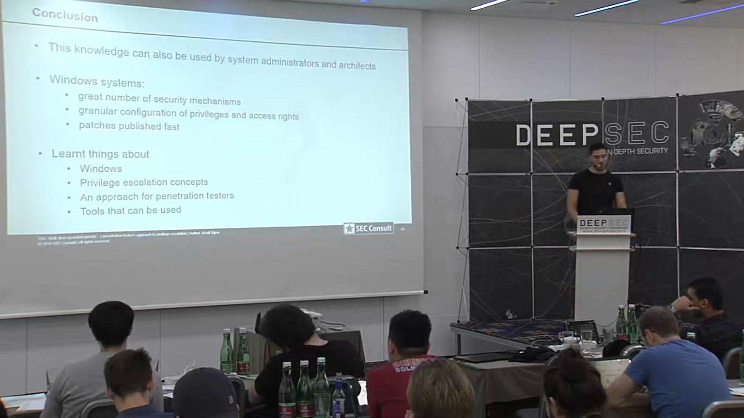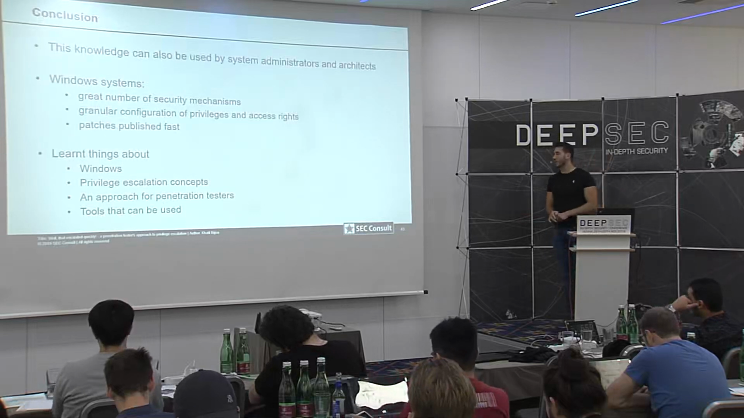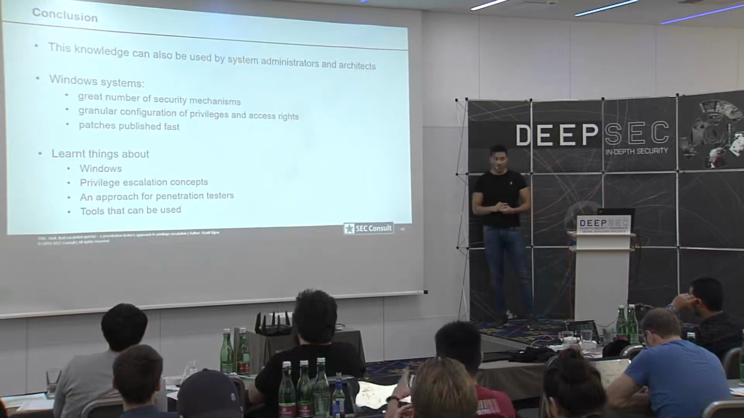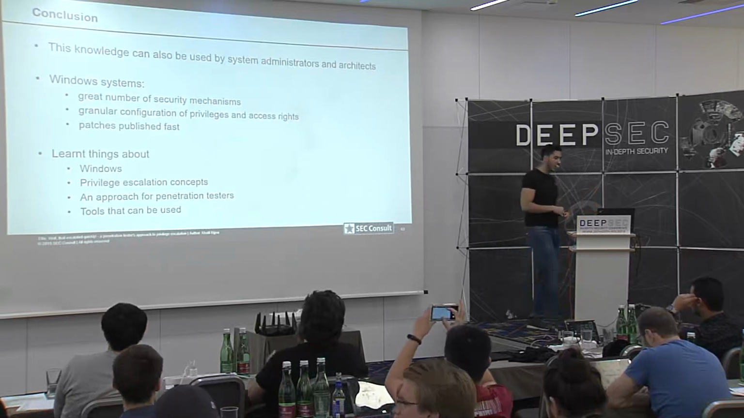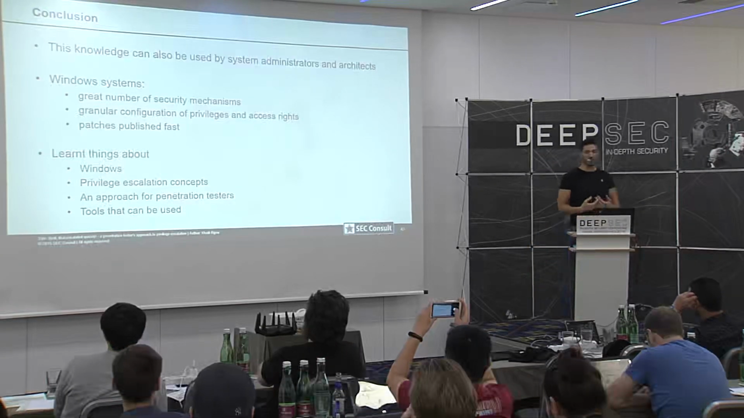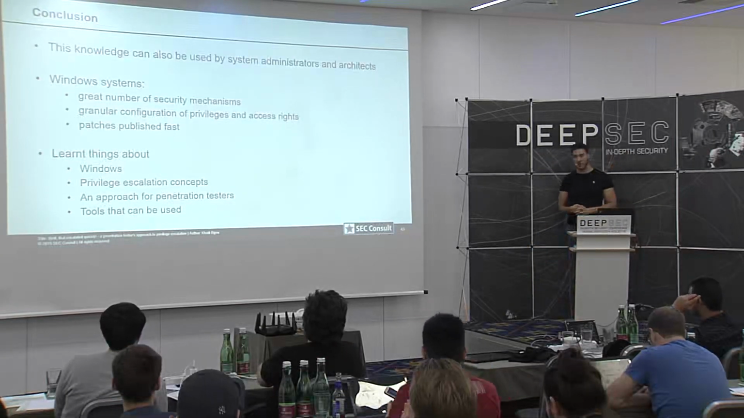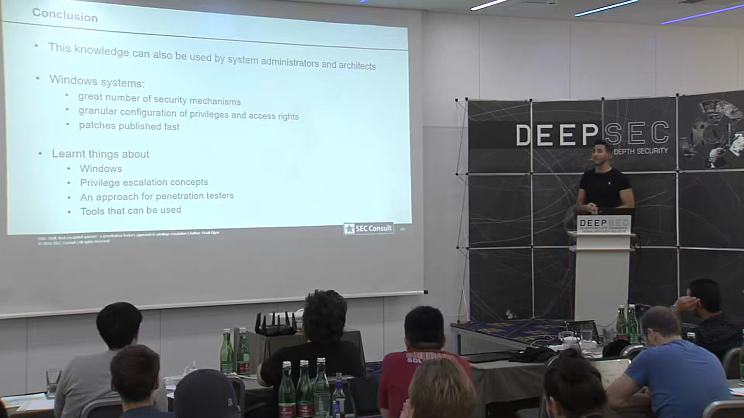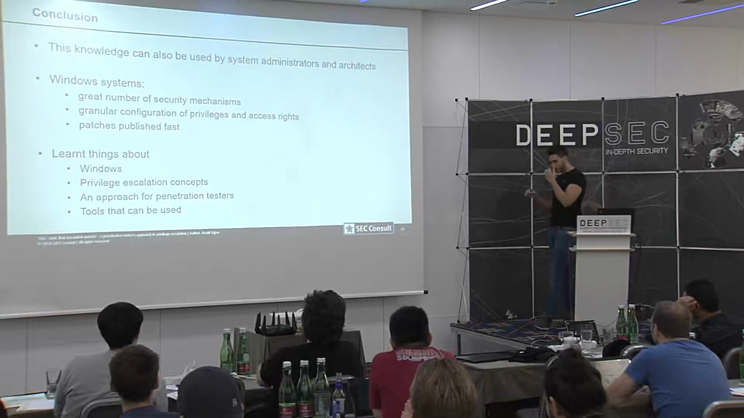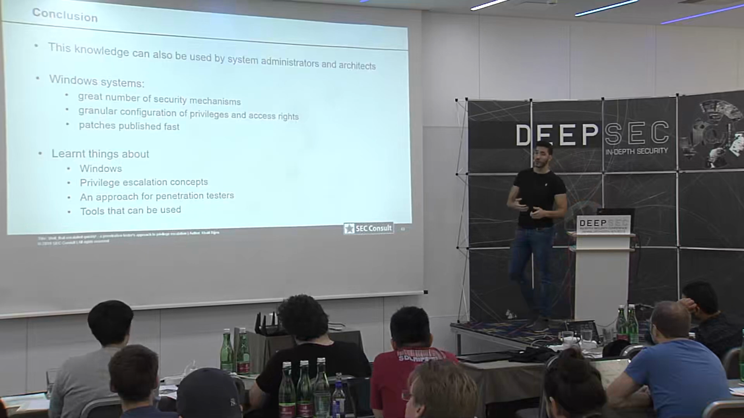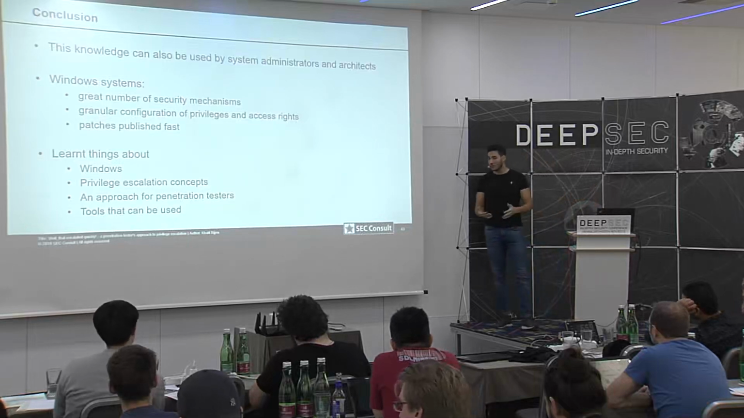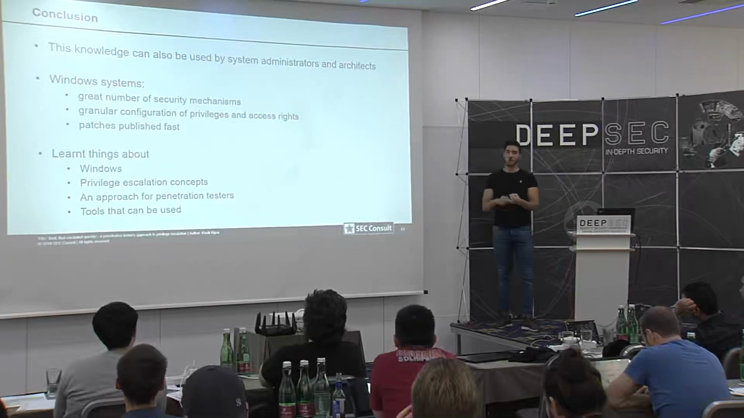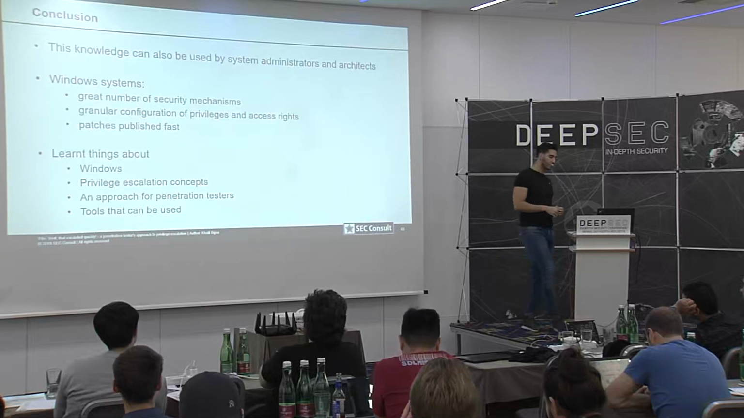Perfect. Let's come to the conclusion. So hopefully this knowledge can also be used by our dear system administrators and system architects. I personally believe that Windows has a great number of security mechanisms. It helps you to granularly configure privileges and access rights. So the privilege model in Windows is more granular than on standard Linux systems. And you have ACLs for registry keys, for processes, for files, etc., etc.